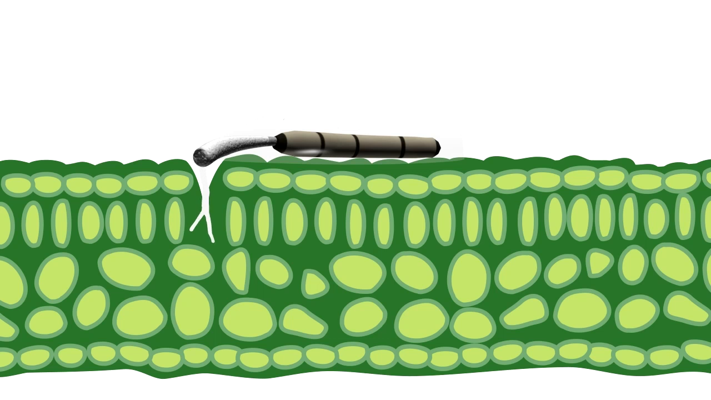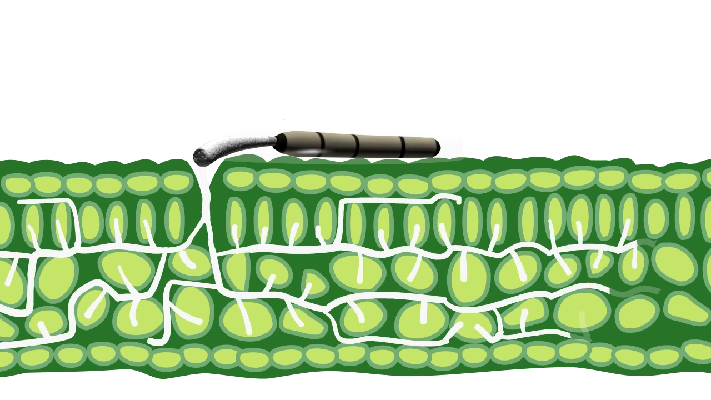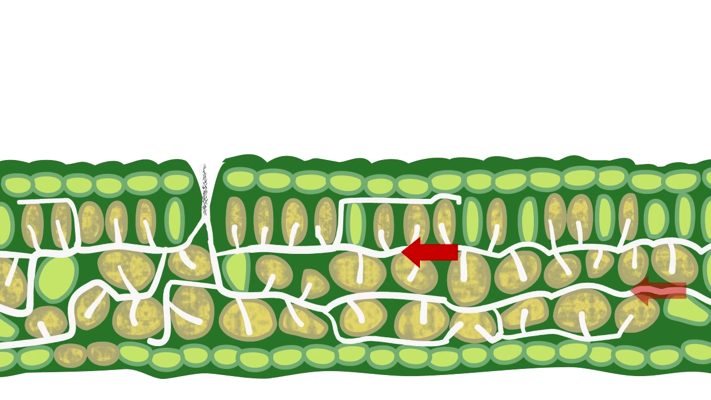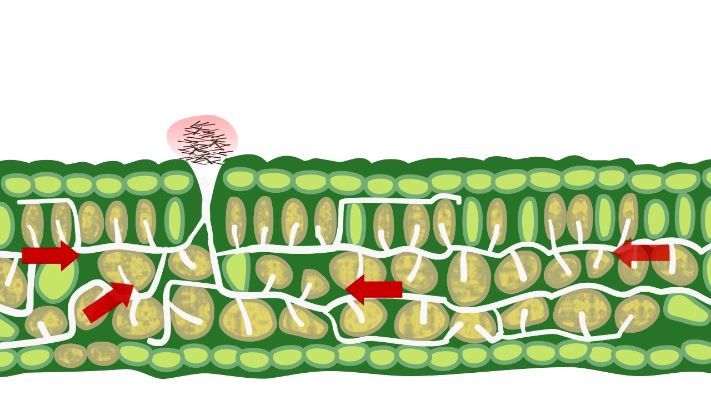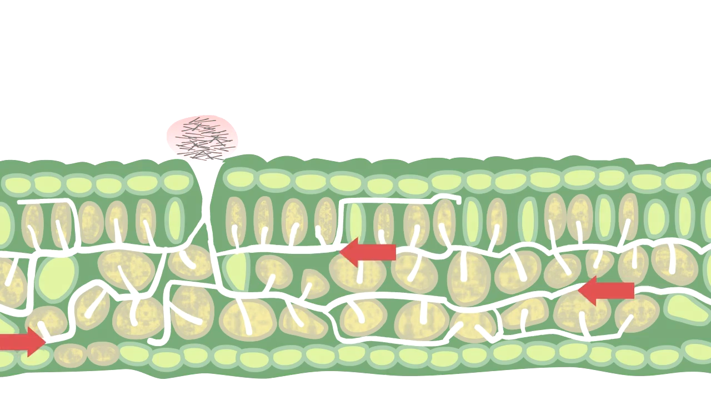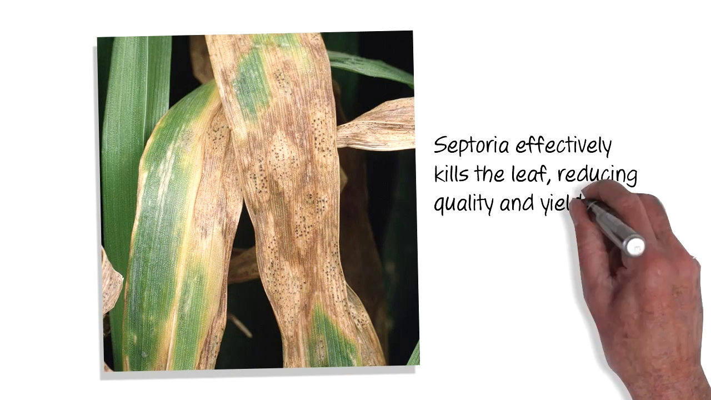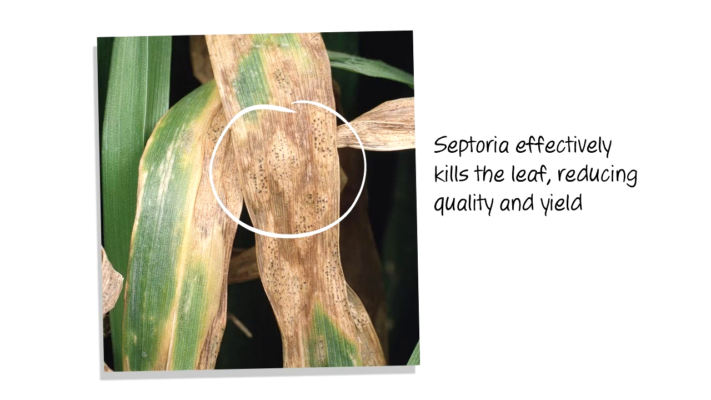It grows by stealth between the cells inside the leaf, and once it has a firm foothold, starts to kill the cells. The contents of the cells leak out and are then taken up by the fungus to power the production of more spores. This effectively kills the leaf, stopping photosynthesis, producing less sugars to swell the developing grain.